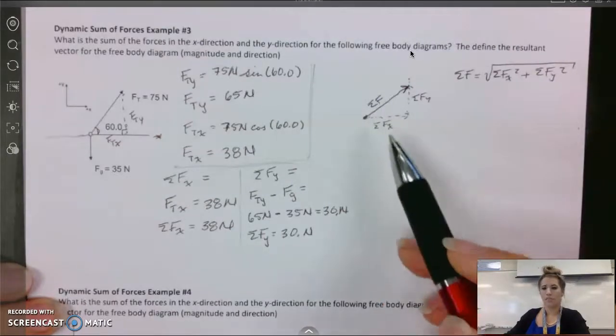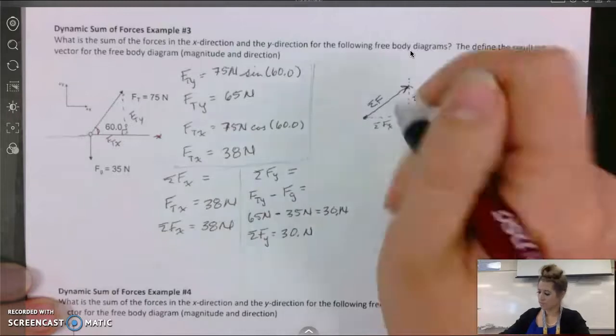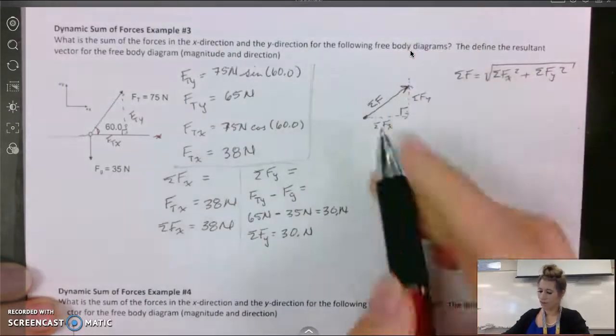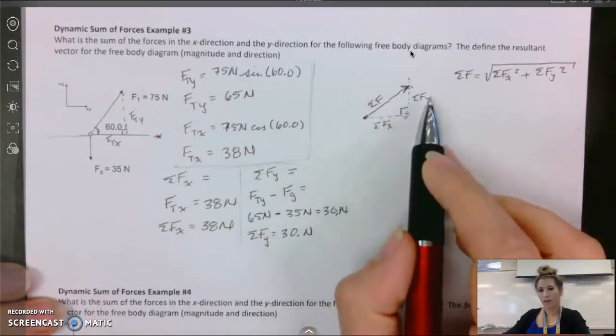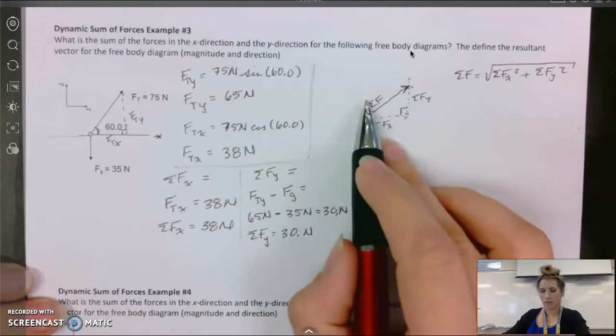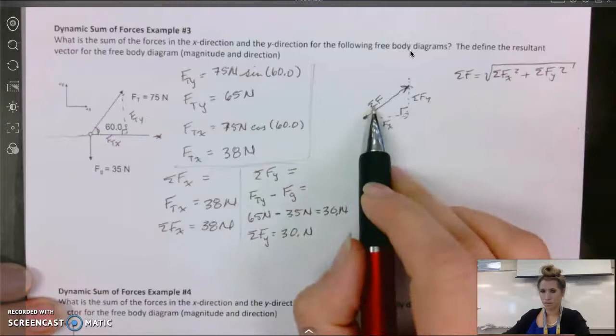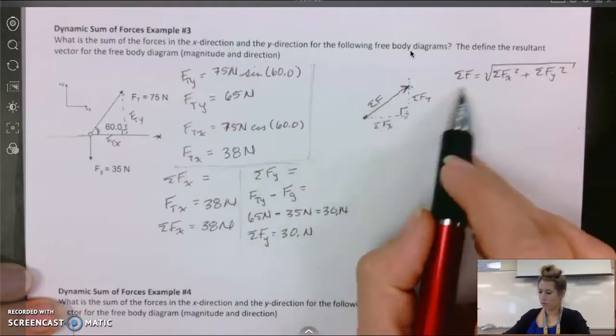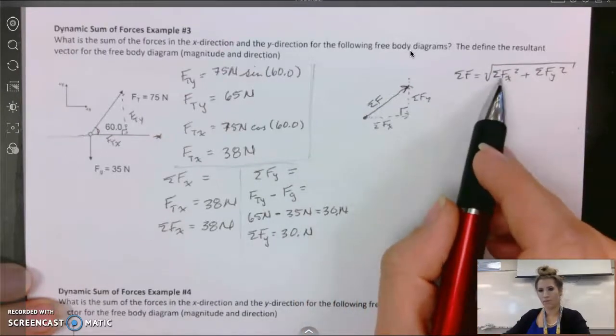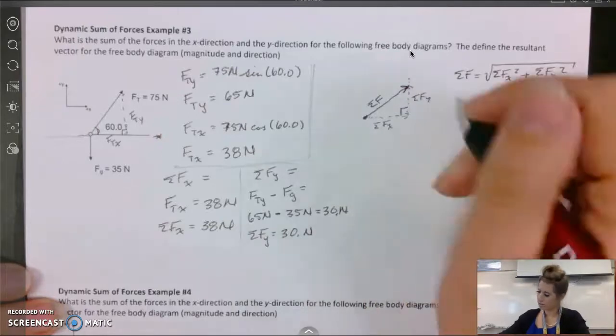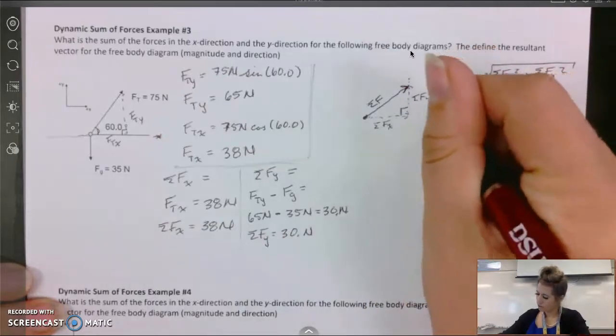Okay. And so we have a right triangle, and we know our A and our B, so we can solve for C using the Pythagorean theorem. A squared plus B squared equals C squared, or C is equal to the square root of A squared plus B squared. Okay? So I can plug that in.